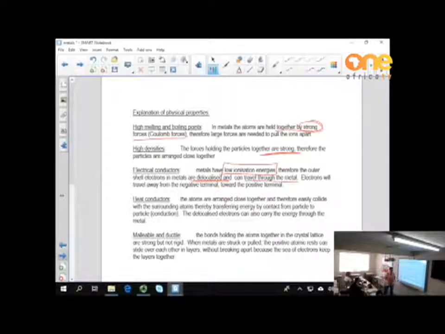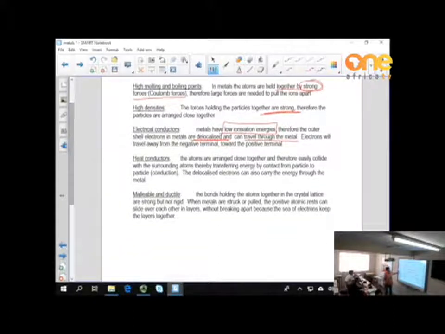Electrons will travel away from the negative terminal if you put a potential difference across a metal, and it will travel towards the positive terminal. Why? Yes, opposites attract, like charges repel. Conductivity of metals. Why are metals good conductors? Yes, they have delocalized electrons that can travel through the metal.